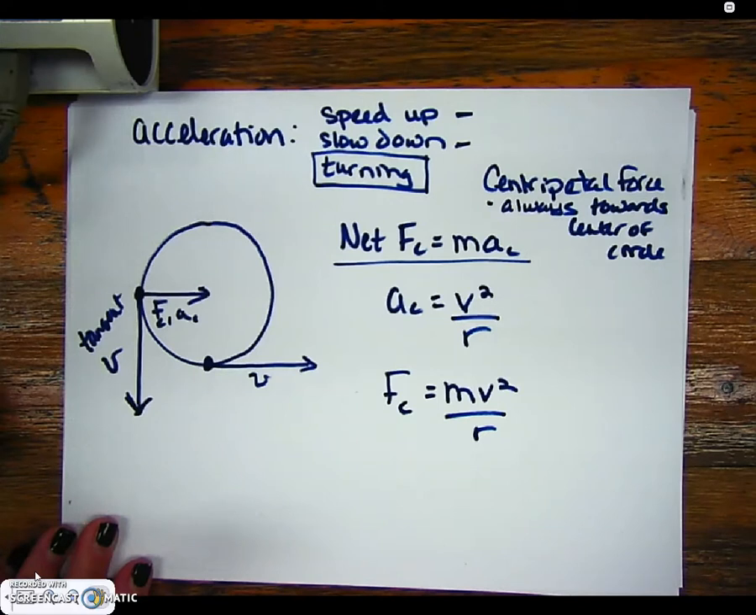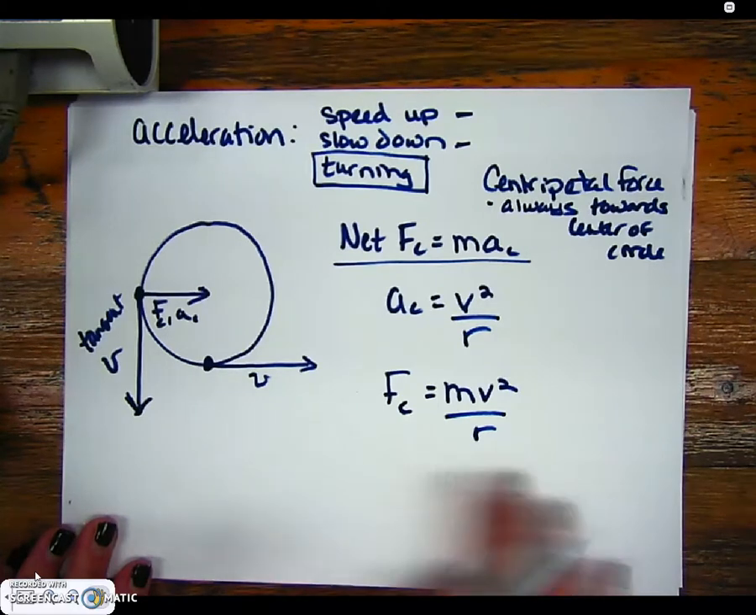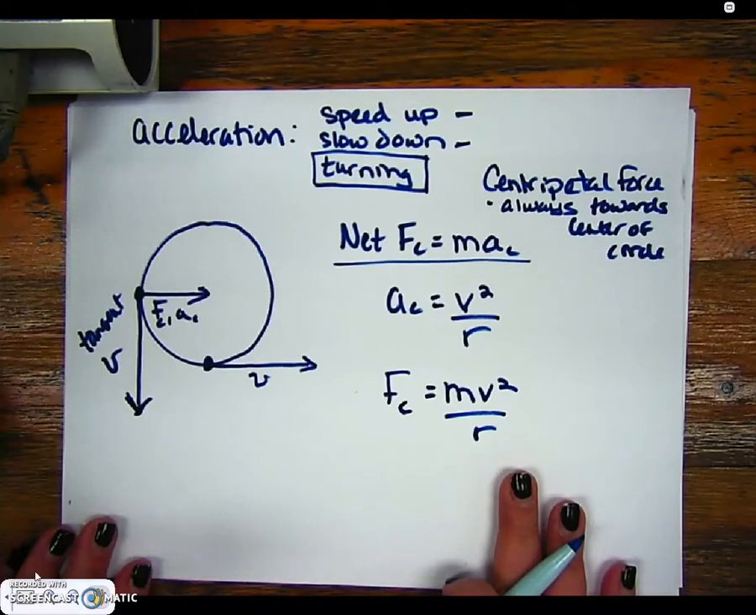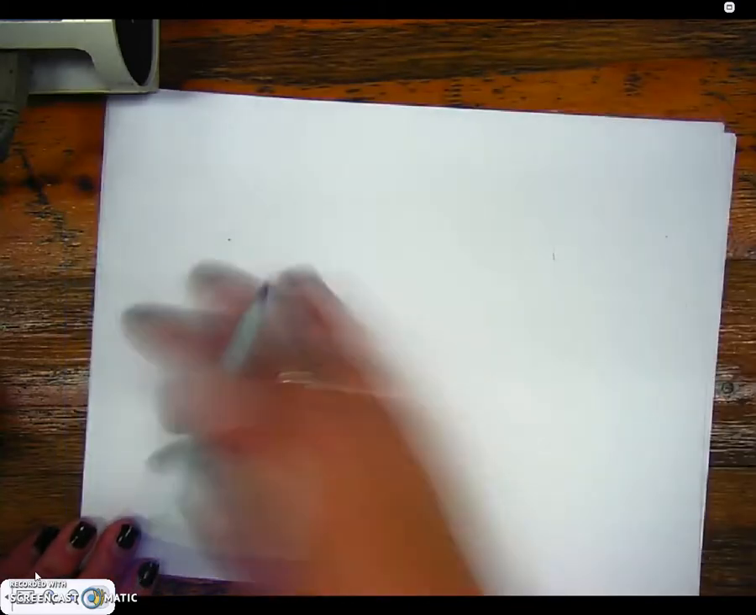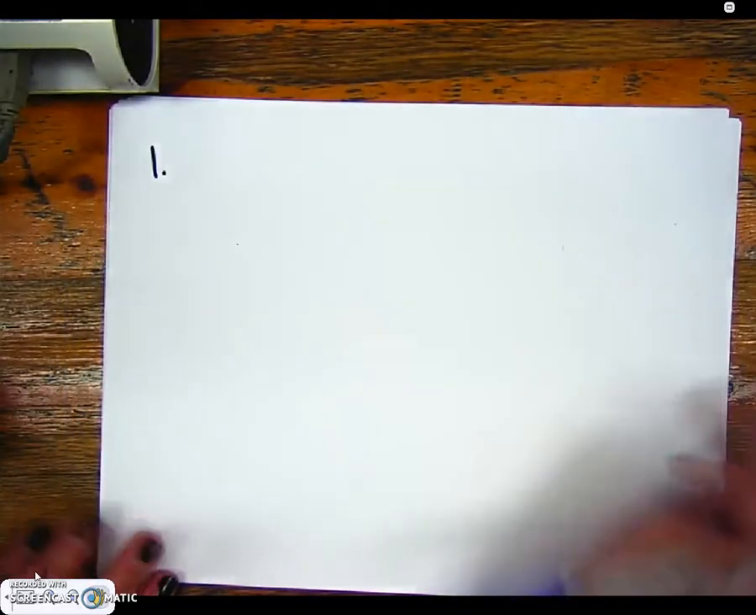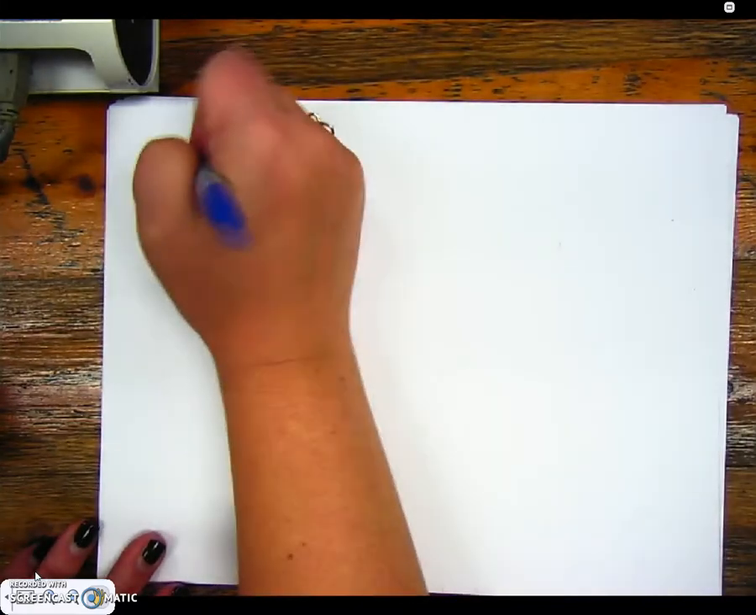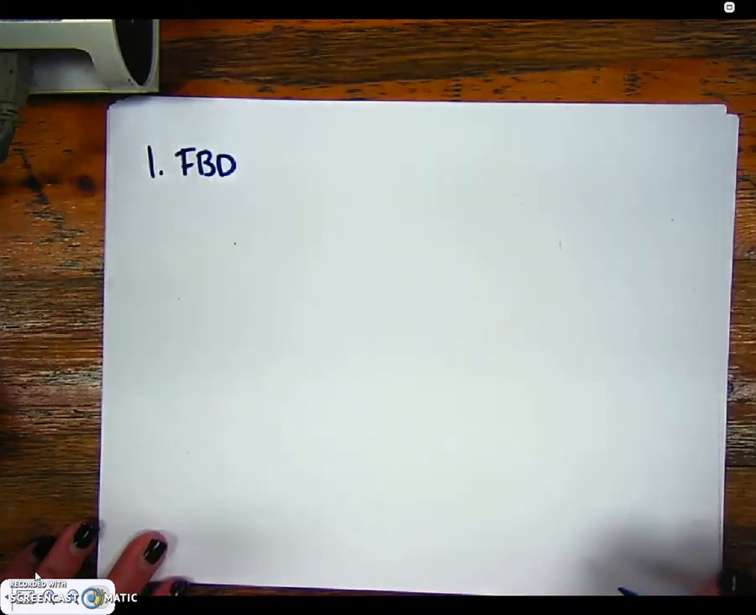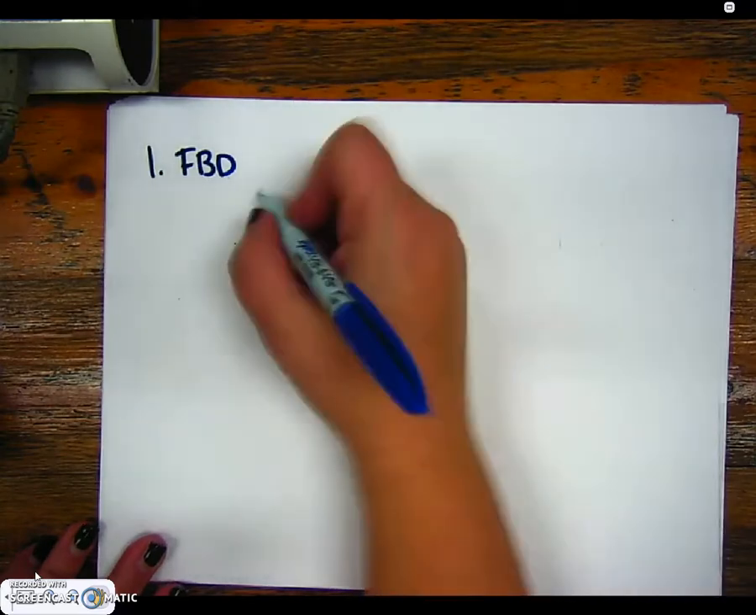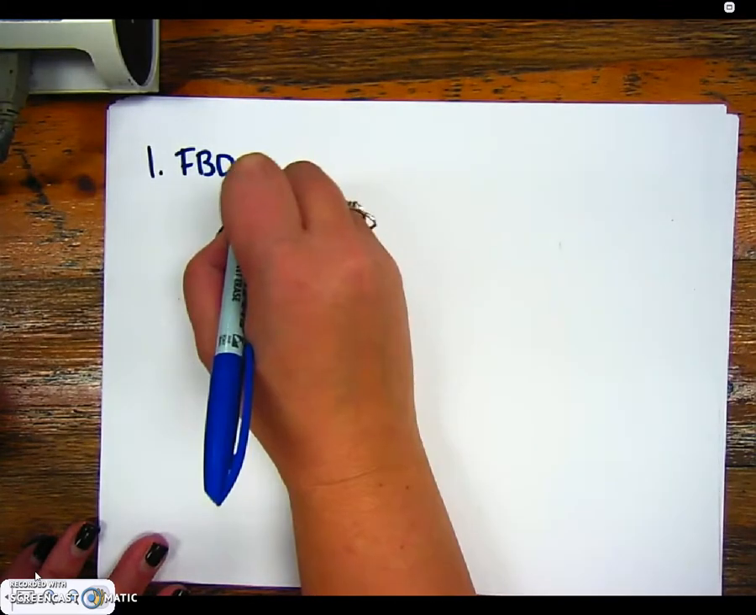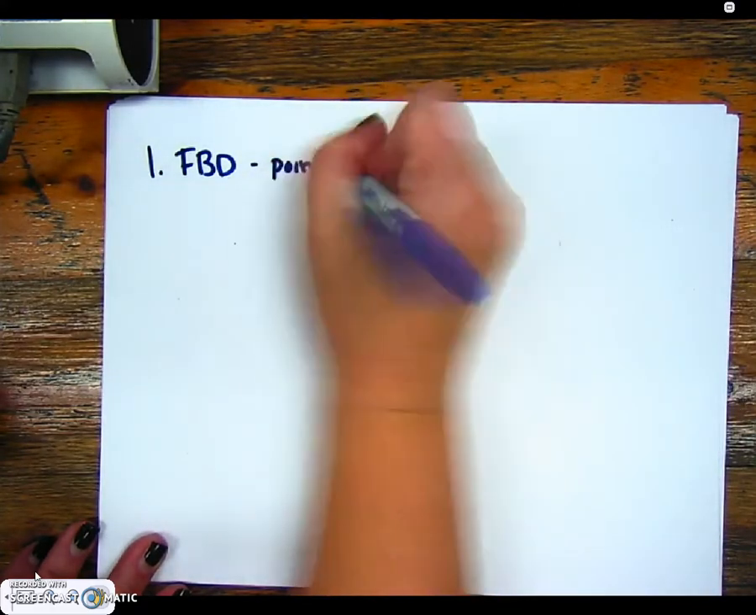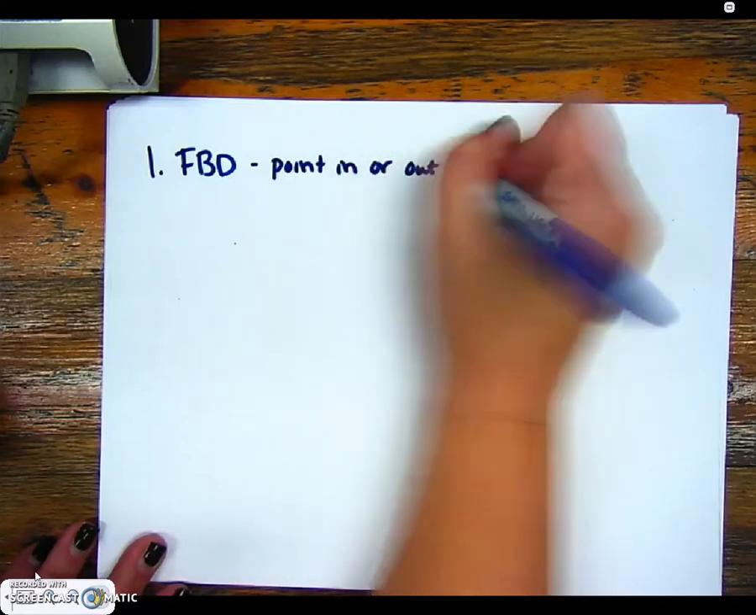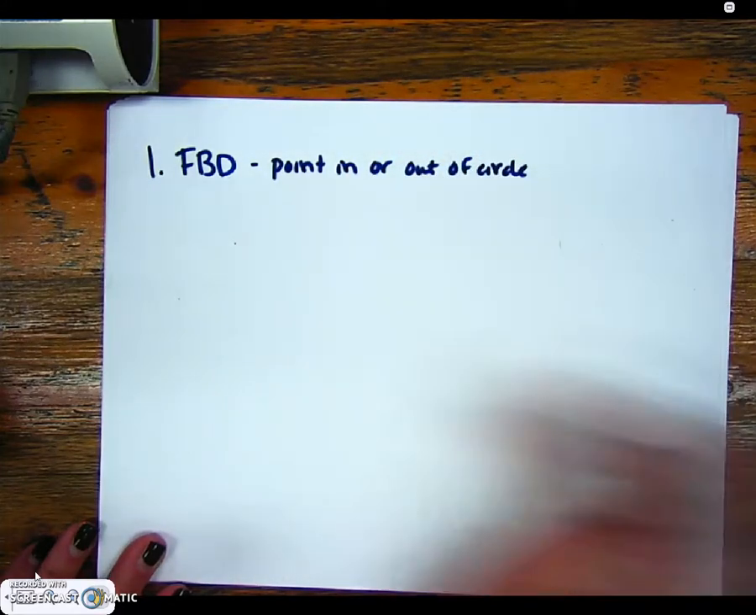In the last unit, I gave you a process on how to walk through all of these Newton's laws problems, where the first step, remember, was to draw a free body diagram. We're going to do exactly the same thing in this case. Step one of Newton's second law problems for circular motion is to draw a free body diagram. We're always going to be trying to identify the forces that are pointing either in or out of the circular path.